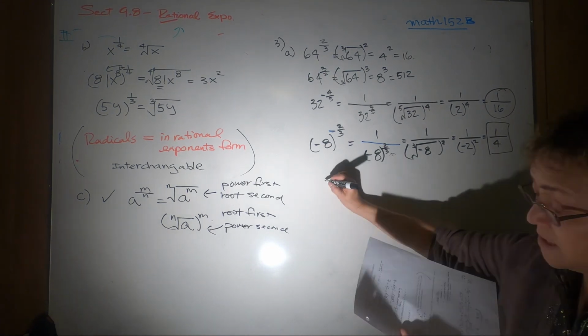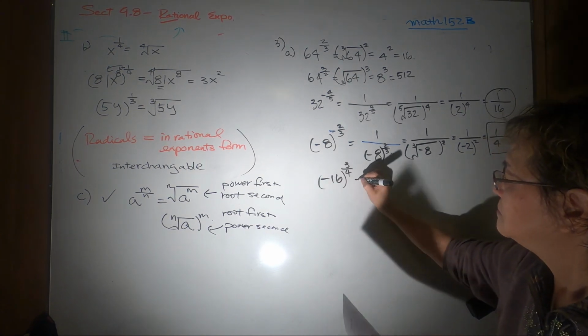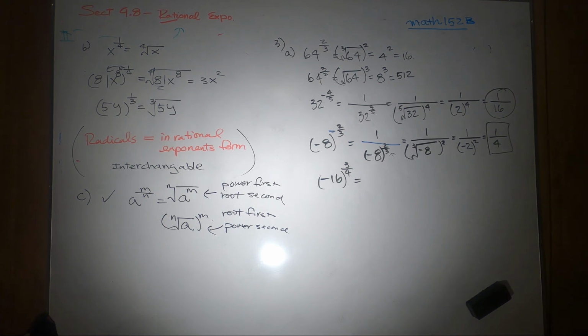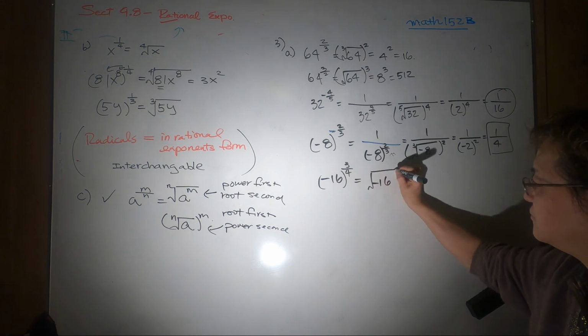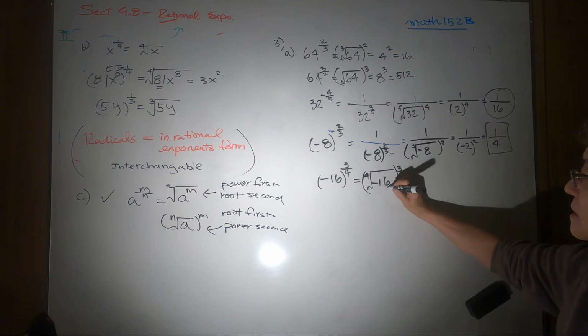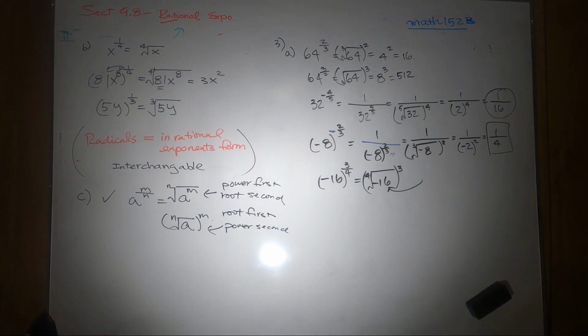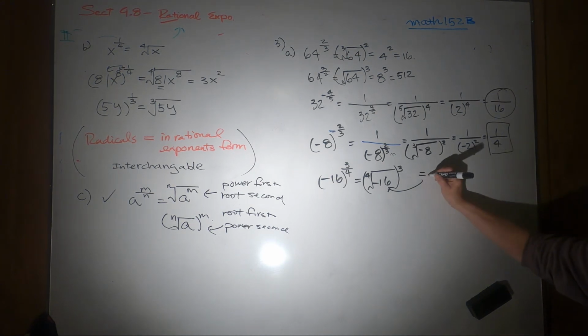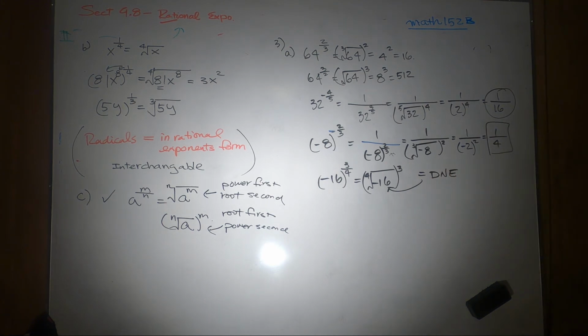Okay? Then you look at the next one, to the 3/4 power. Same thing. The base is negative. So you take the 4th root of the negative, and take the 3 power. But for even roots, can you have a negative number inside? No, you cannot. So it doesn't work. Right? So it is not a real number.